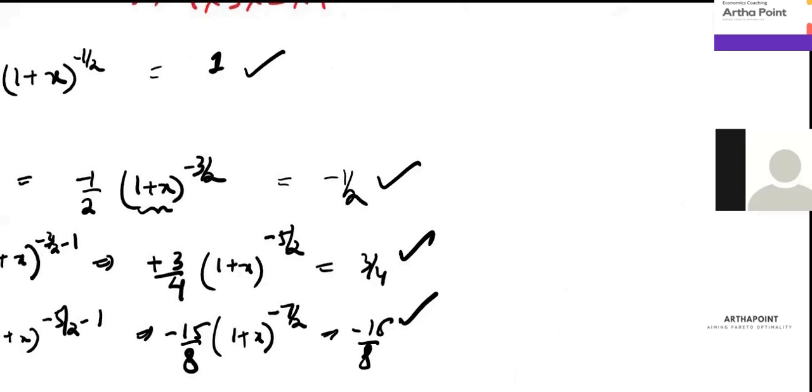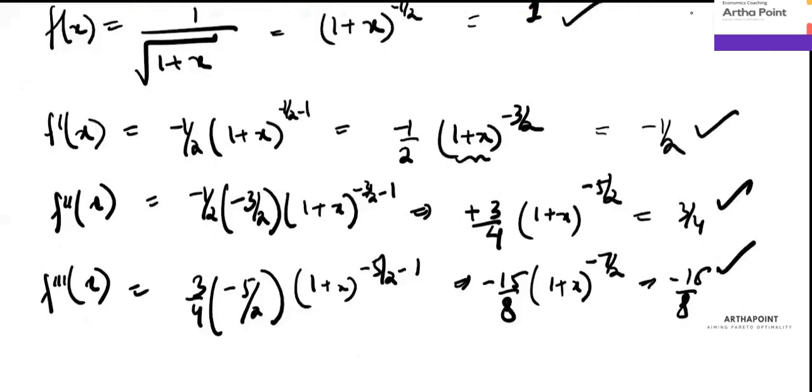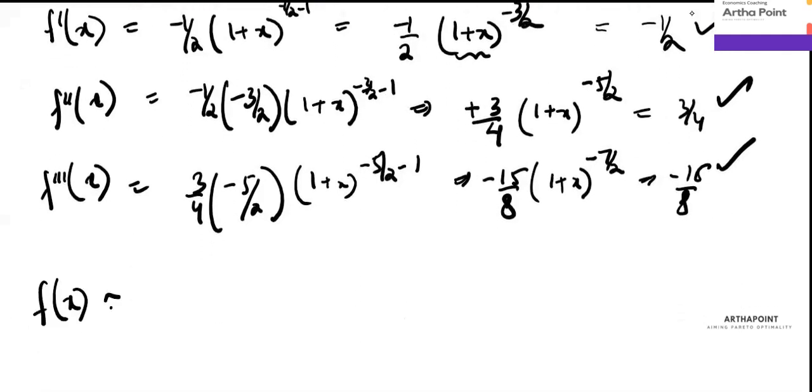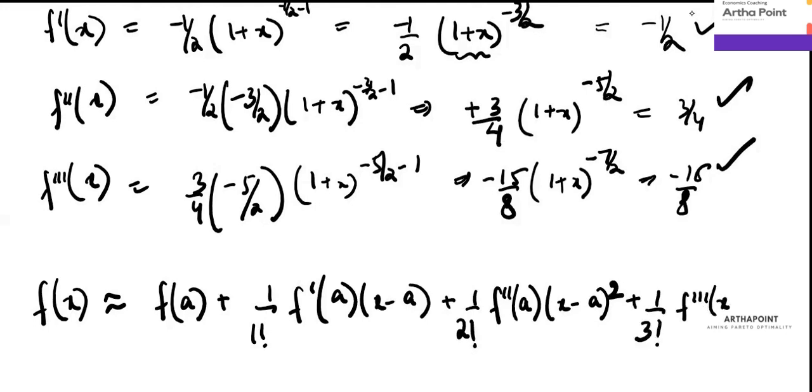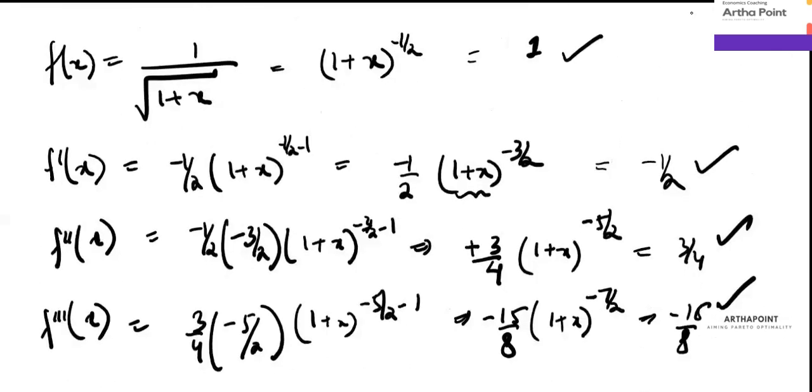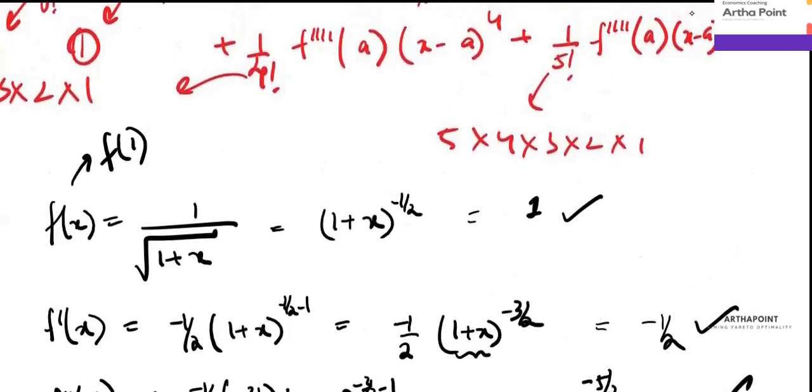Now just find the Taylor's approximation, put it in the formula and see if you're able to solve it further. So if you put it in the formula, you will get f(x) is approximately equal to f(a) plus 1 by 1 factorial f dash a (x minus a) plus 1 by 2 factorial f double dash a (x minus a) whole square plus 1 by 3 factorial f triple dash a (x minus a) whole cube. a is 0, remember. So the value of the function at 0 is 1. I have to put it at 0.